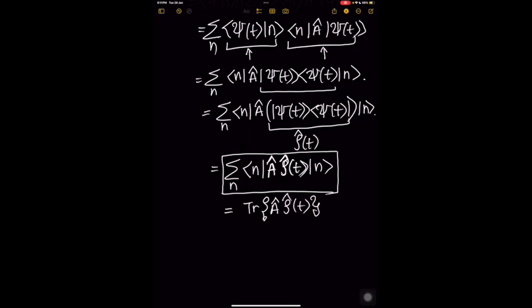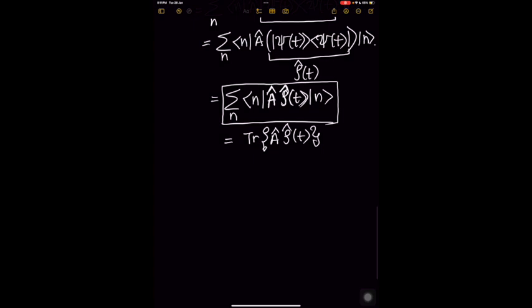Don't worry about the trace, it's a mathematical operation where you essentially just take the sum of all the elements which lie along the diagonal of the matrix. I will be talking about the trace in great detail soon, so nothing to worry about.